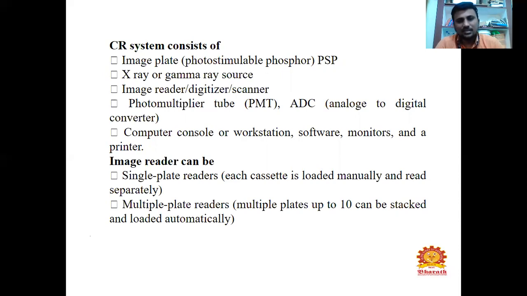The image reader can be a single plate reader, where each cassette is located manually and read separately, or a multiple plate reader, where up to 10 plates can be stacked and loaded automatically.